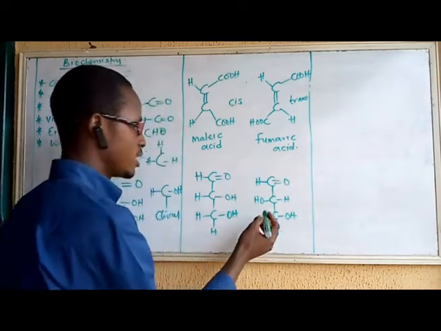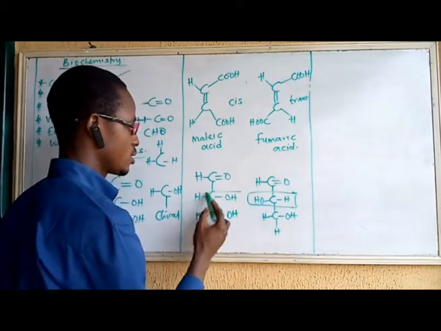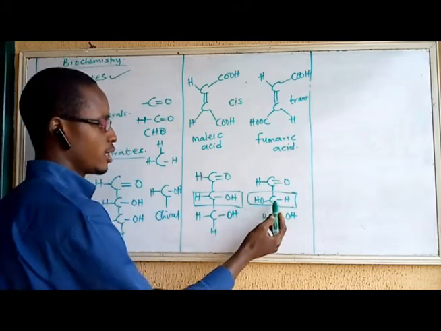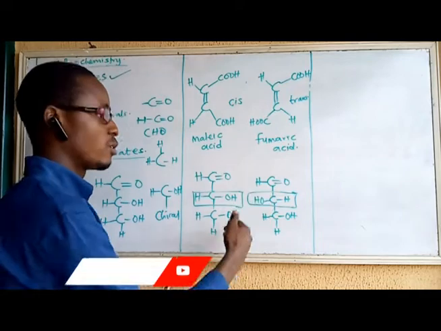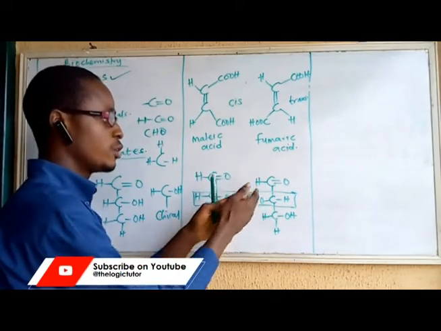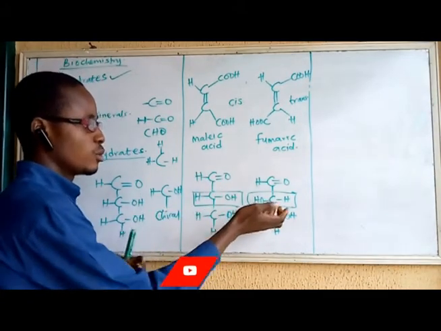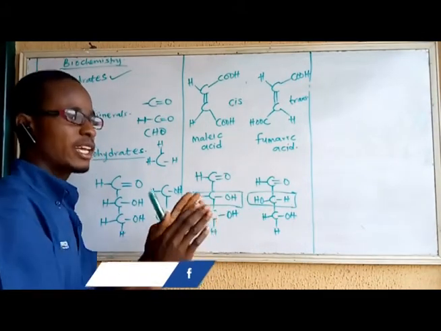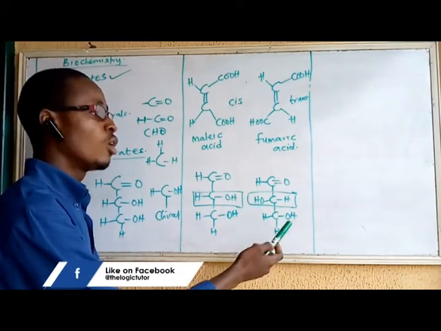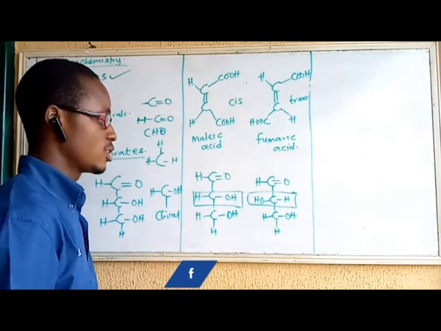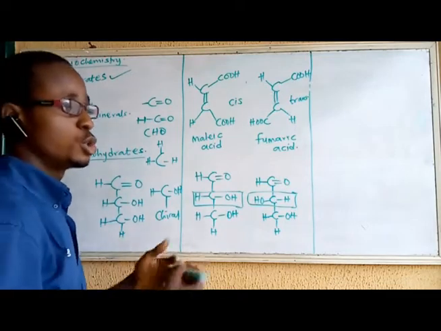If we take a look at the differences, it's just this particular point where the configuration of the OH, the arrangement of the OH, is different from one another. It's just that the configuration of the OH around the chiral carbon is different. So one is here and the other is here. They are just like a mirror image of each other. So these are what we call enantiomers or optical isomers. So this is one of the types of isomerism carbohydrates showcase.